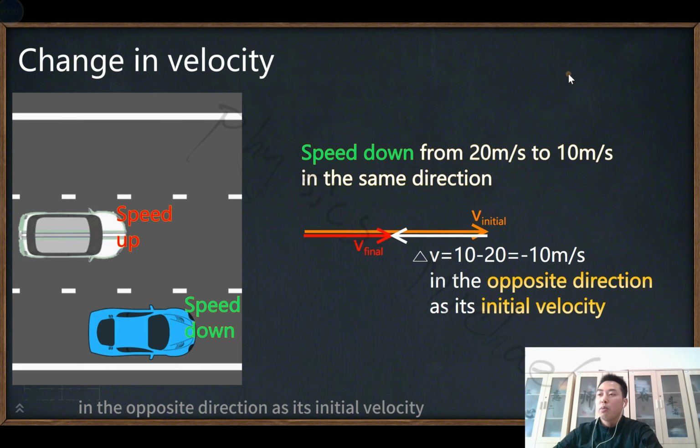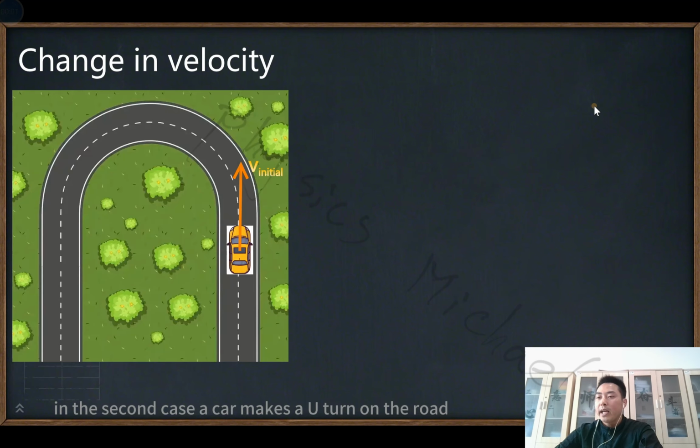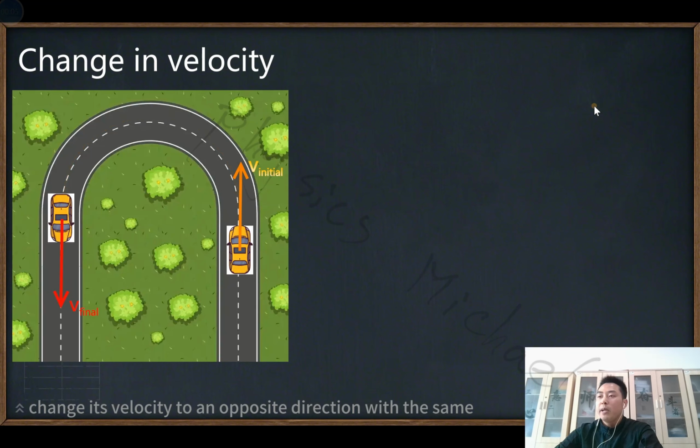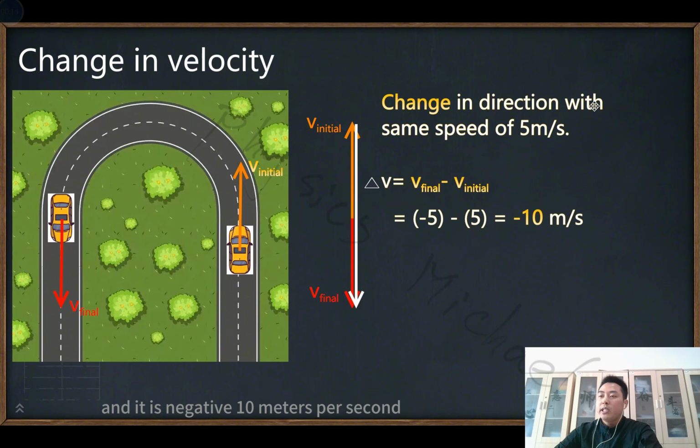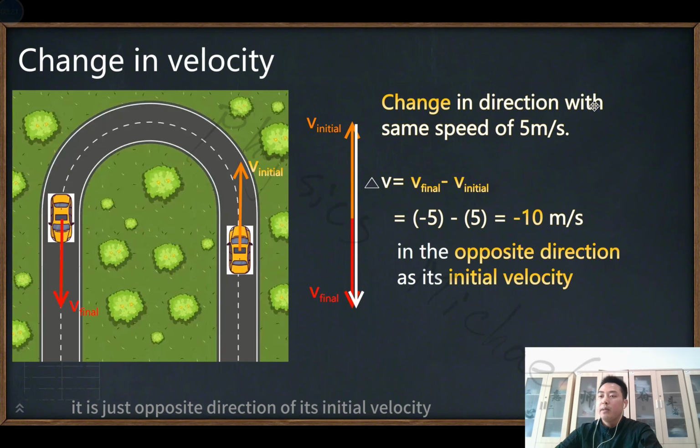as its initial velocity. In the second case, a car makes a U-turn on the road and changes its velocity to the opposite direction with the same magnitude of 5 meters per second. Here we can use negative 5 minus 5 to find its change in velocity, and it is negative 10 meters per second. It is just opposite to the direction of its initial velocity.